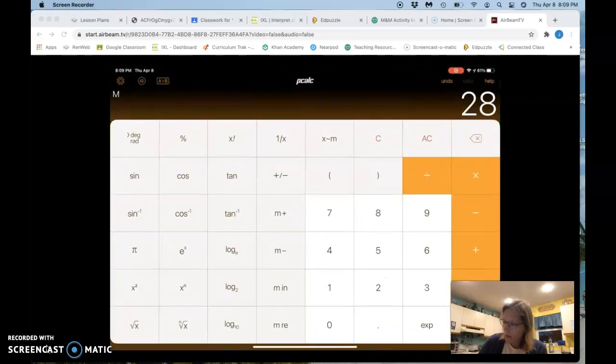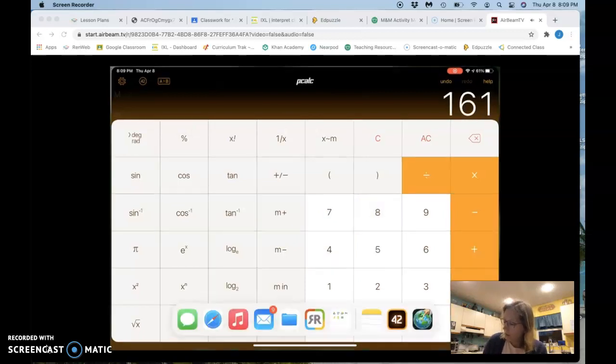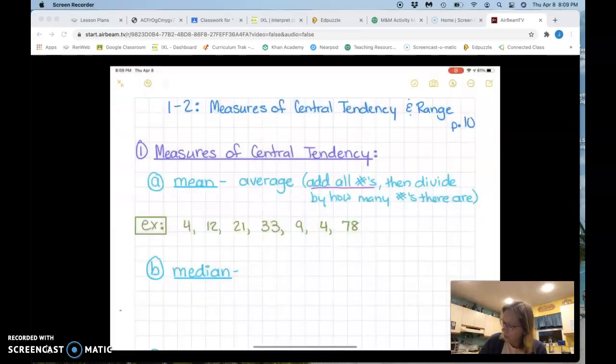and I'm just going to add all those numbers. 4 plus 12 plus 21 plus 33 plus 9 plus 4 and plus 78. So 161 is what I got when I added them all together.